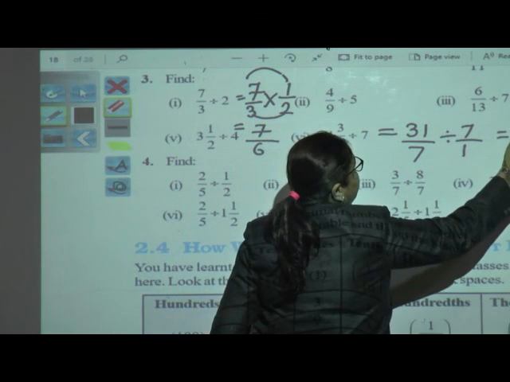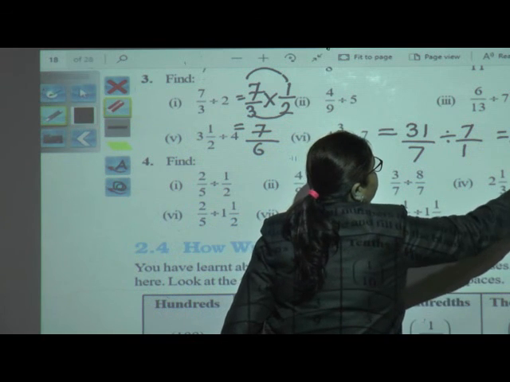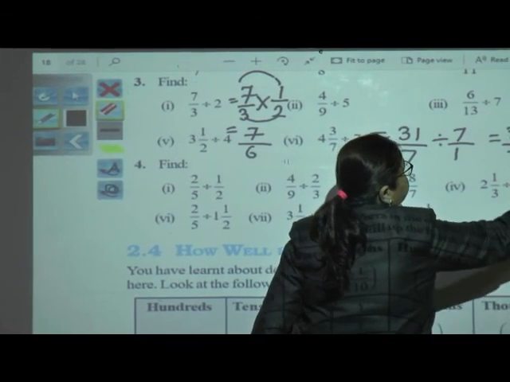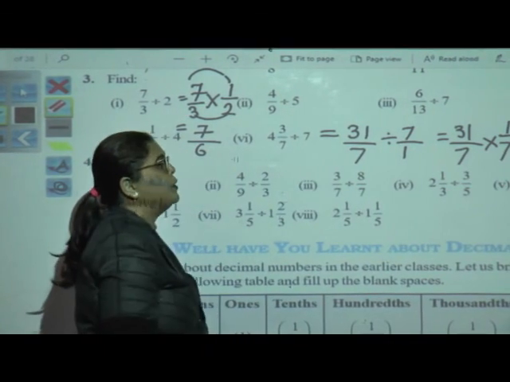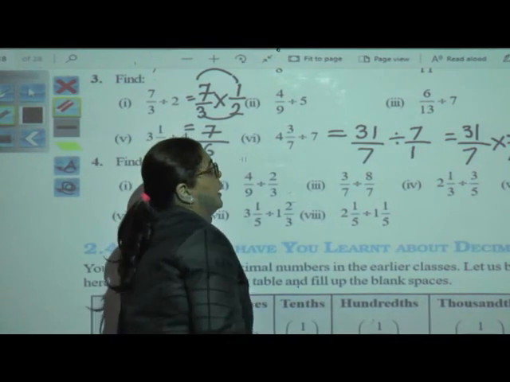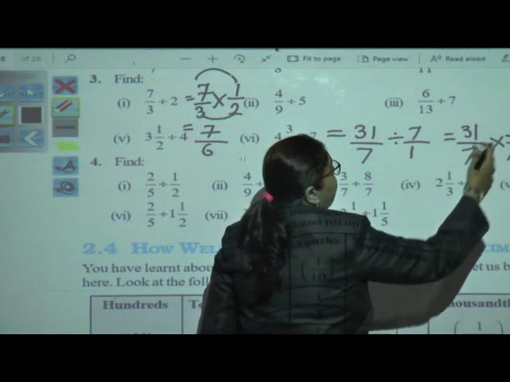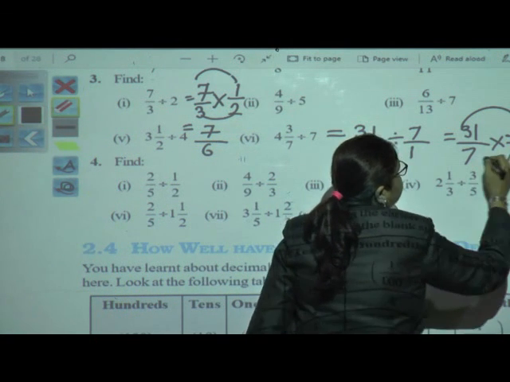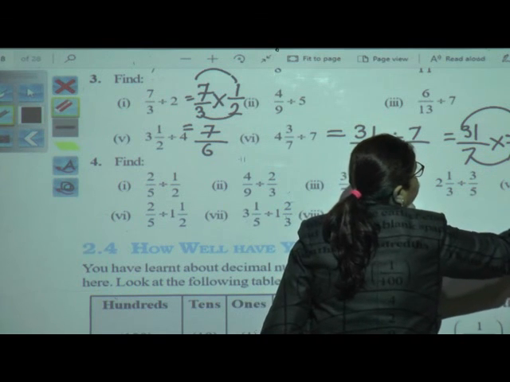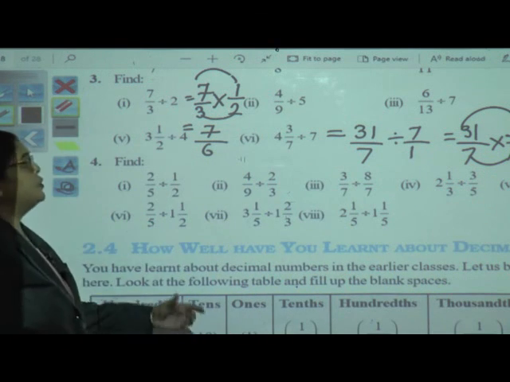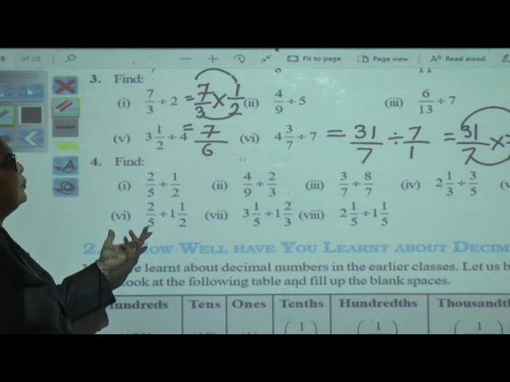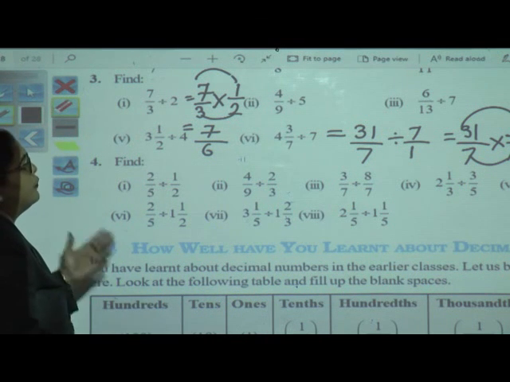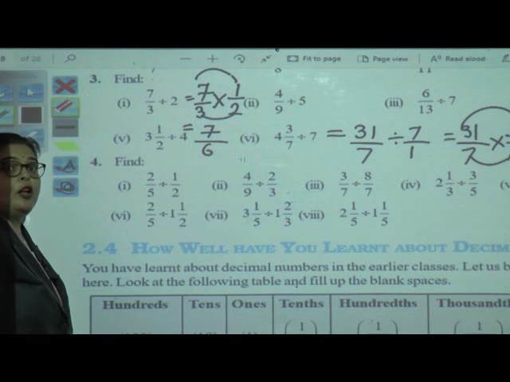Yes, now we will write 31 upon 7 multiplied by the reciprocal, which will be 1 upon 7. Is it possible to reduce? No, we don't have any number to reduce. So we will multiply directly. 31 1s are 31 and 7 7s are 49. This is our answer. First convert the mixed fraction into an improper fraction, then follow the steps of division. After the division, we have to take the reciprocal of this.